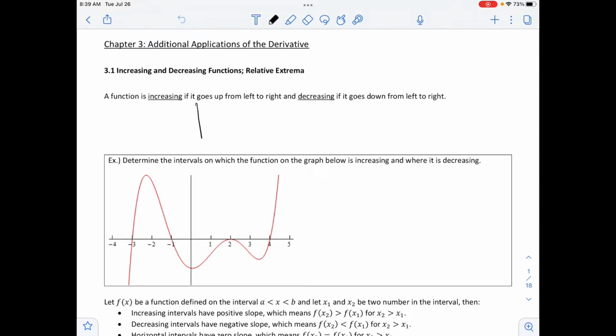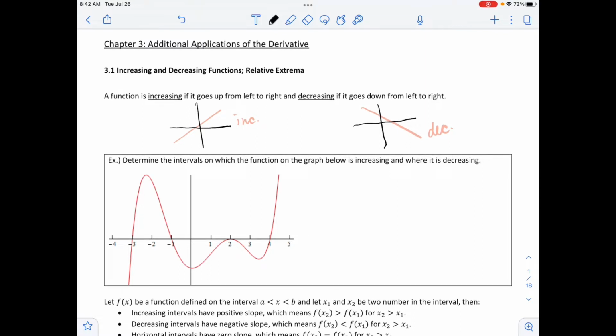So an increasing function, if we sketch a few coordinate planes on here, is going to be a function that is increasing from left to right. And so this would be our increasing function. And a decreasing function would be if it's falling from left to right or decreasing. And again, you read a graph just like how you read a book, from left to right.